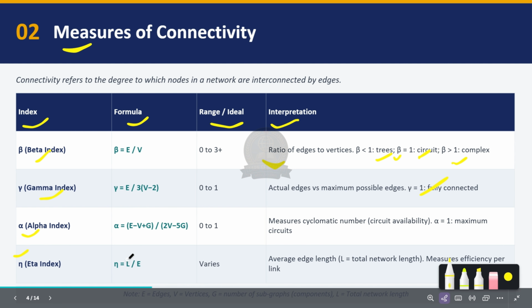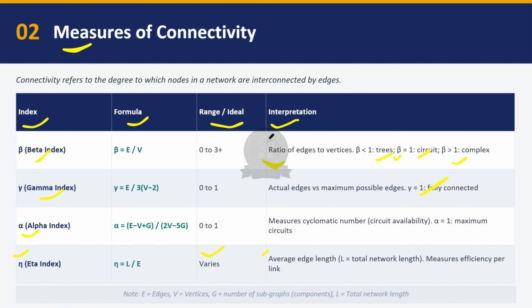Then eta index: eta is equal to L divided by E, the range varies, and it is the average edge length, where L is the total network length. It measures efficiency per link. In these formulas, E is equal to edges, V is equal to vertices, G is equal to the number of subgraphs, that is components, and L is equal to total network length.